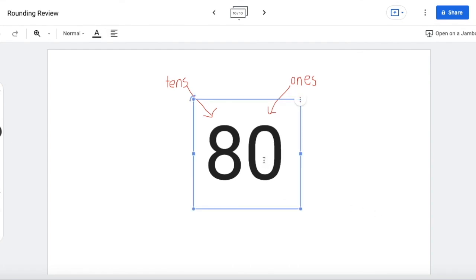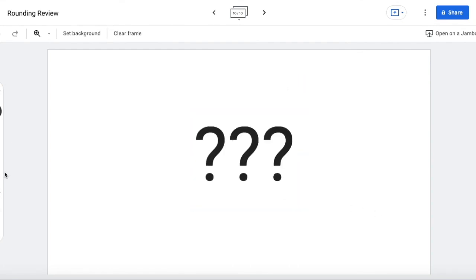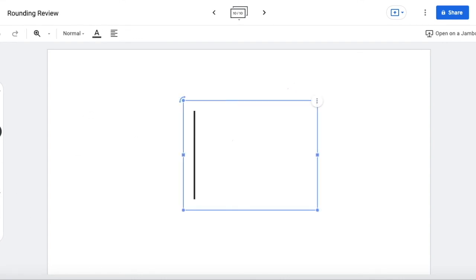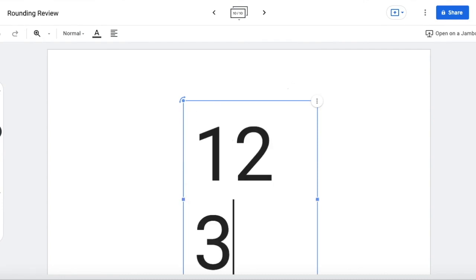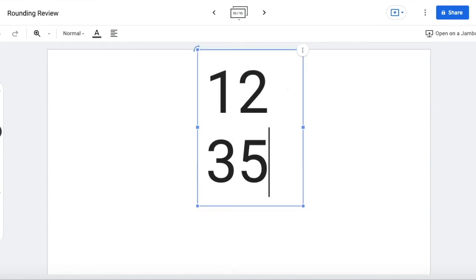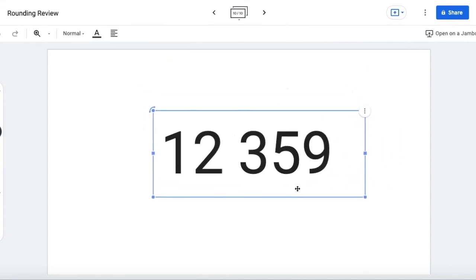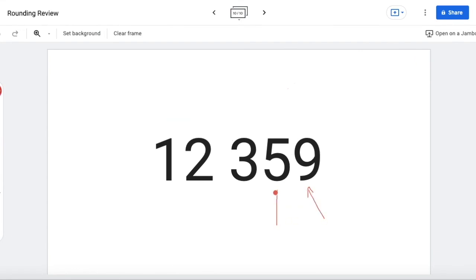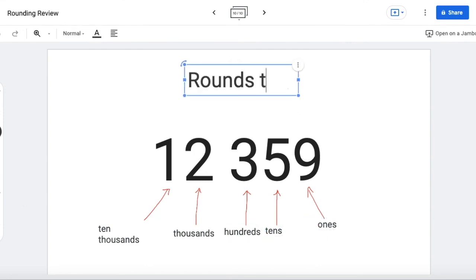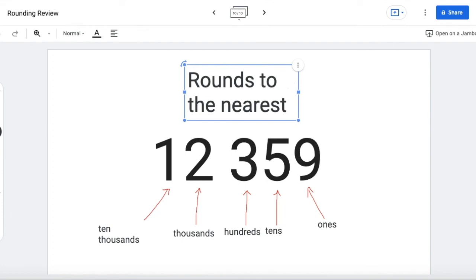So far, we've been rounding smaller numbers. But what happens when the number that we're rounding has multiple place values, and we've been asked to round one of those place values, not necessarily the one at the end? Well, here we have the number 12,359, and we're going to go ahead and round a couple different place values within this number. This number has 5 different place values, as large as the 10,000s all the way down to the ones. And we're going to round to the nearest 10.